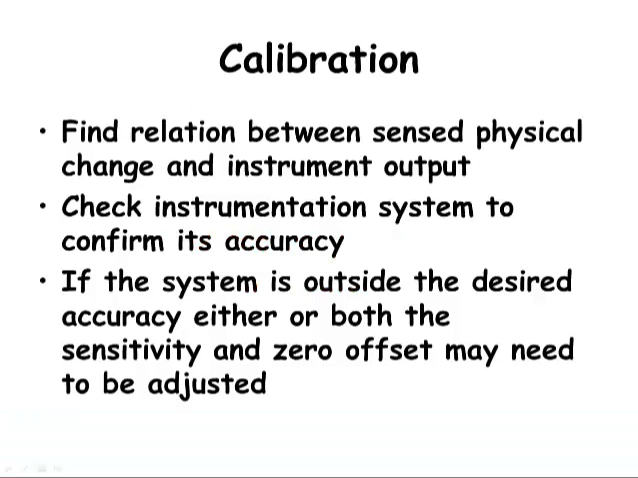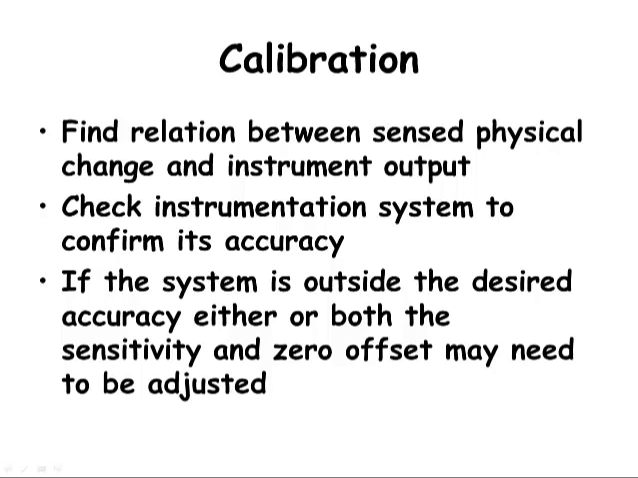One purpose of calibration is to find the relation between a physical change a sensor or transducer senses and the instrument or sensor output. Another purpose is to check an instrument system to confirm its accuracy. If the system is outside the desired accuracy tolerance, someone needs to adjust either or both the unit's sensitivity or zero offset to bring the instrument's response back into spec sheet specifications.